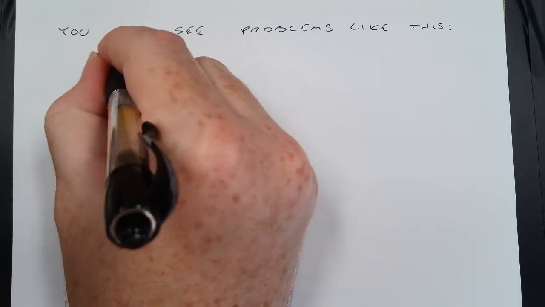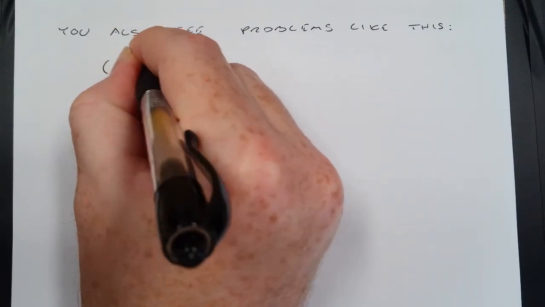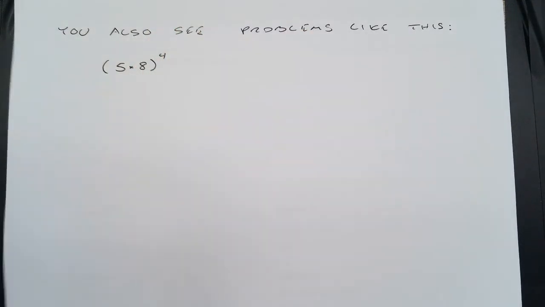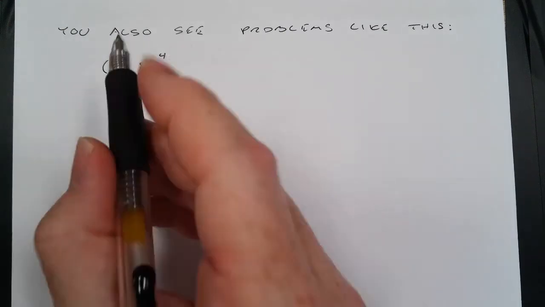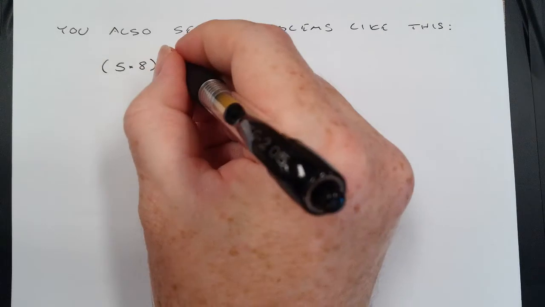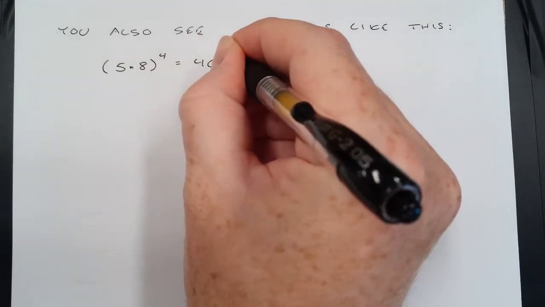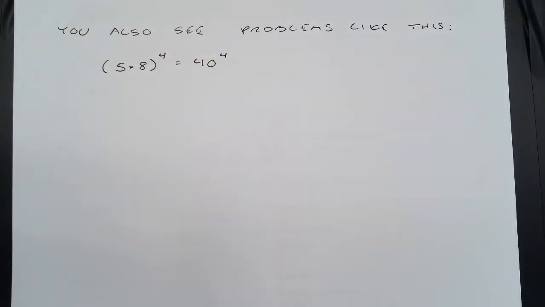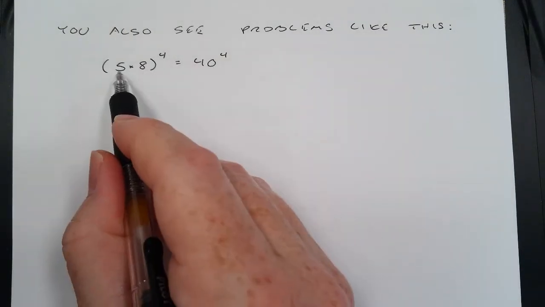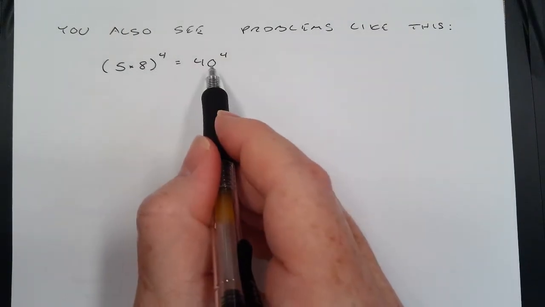You will see a problem where it says 5 times 8 inside parentheses, and everything is to the 4th power. Now you might be saying, Mr. Baylor, I know what to do. Just do 5 times 8, and that makes 40 to the 4th power. Mr. Baylor, I'm done. You would be done, except we're trying to teach you a skill that can be used all the time. This skill really works well if you have 5 times 8 in the parentheses.